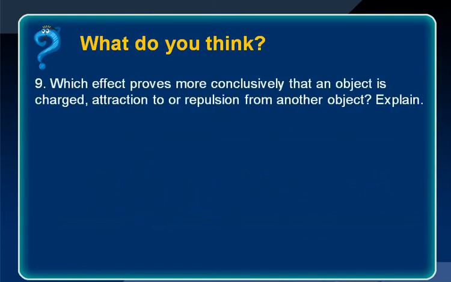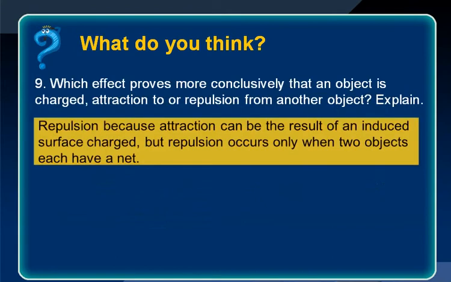Question 9. Which effect proves more conclusively that an object is charged? Attraction to or repulsion from another object? Explain. Repulsion, because attraction can be the result of an induced surface charge, but repulsion occurs only when two objects each have a net charge.